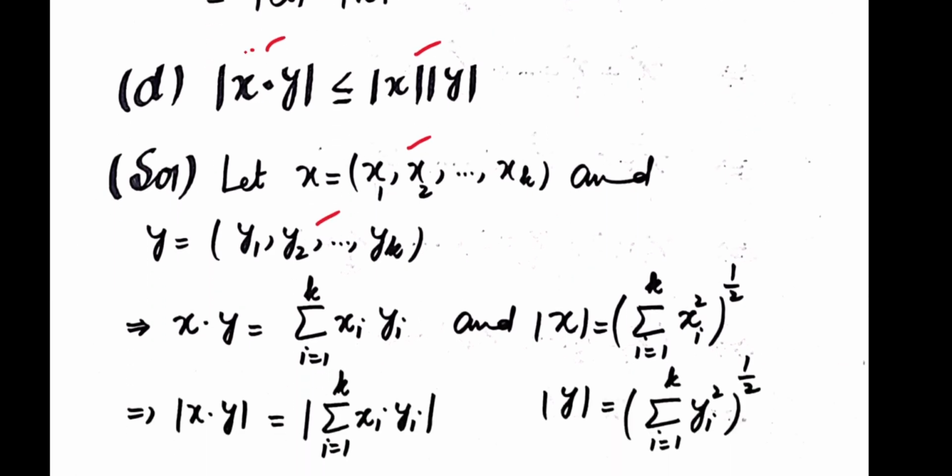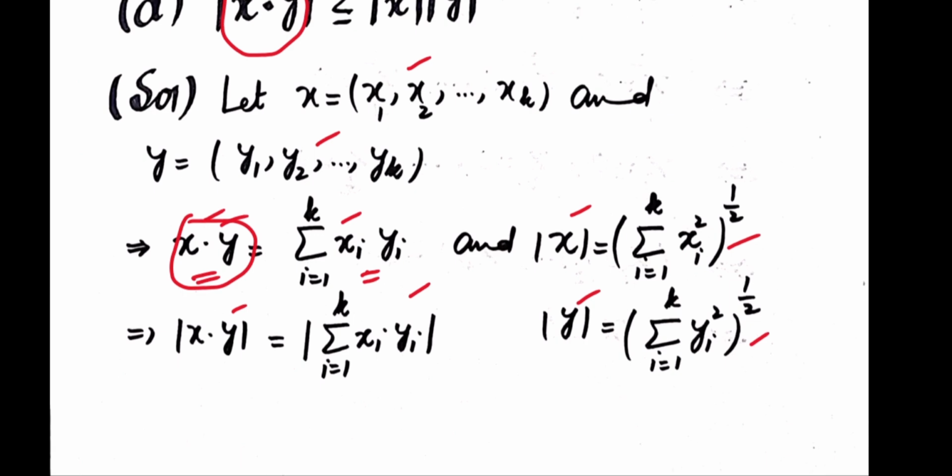Firstly, we can define the scalar product x dot y as the sum of products of corresponding components, and the norm of x is the square root of the sum of squares, and similarly the norm of y is the square root of the sum of y squares. Similarly, if you take the norm of x dot y, this is a scalar number. So in this case, the norm or the absolute value have the same meaning. So this is equal to the absolute value of this sum.